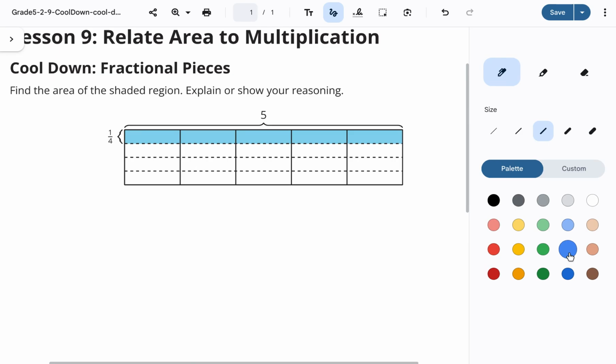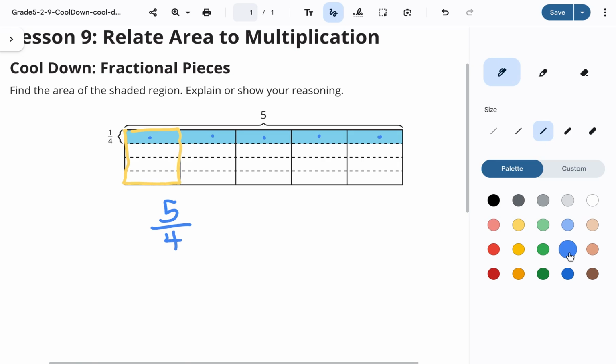Well, I can take a look and ask myself first, how many shaded parts do I actually have in this particular diagram? Well, I have 1, 2, 3, 4, 5. So the numerator of my fraction is going to be 5. Remember, the denominator is always how many parts one whole is broken into. Well, this is one whole. And how many parts is that broken into? Well, that is broken into 4 parts.